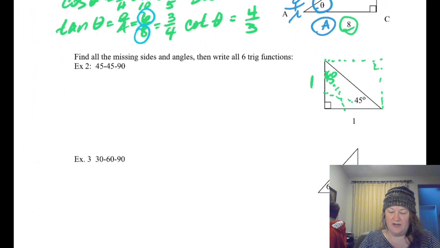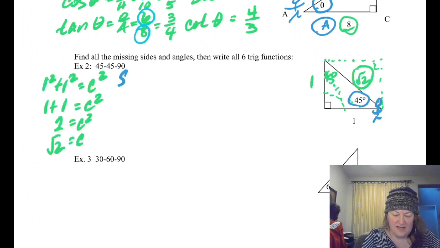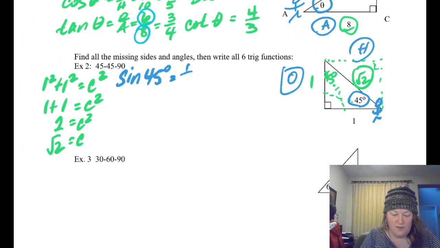So if I'm standing at this one, then the order that I want to write this in is going to be sine of the angle I'm at, 45 degrees, is O over H. So if I'm standing here, this side is O, this side is H. So we have 1 over square root of 2. And of course, to fix that, because we still don't like square roots on the bottom, that's going to be square root of 2 over 2.